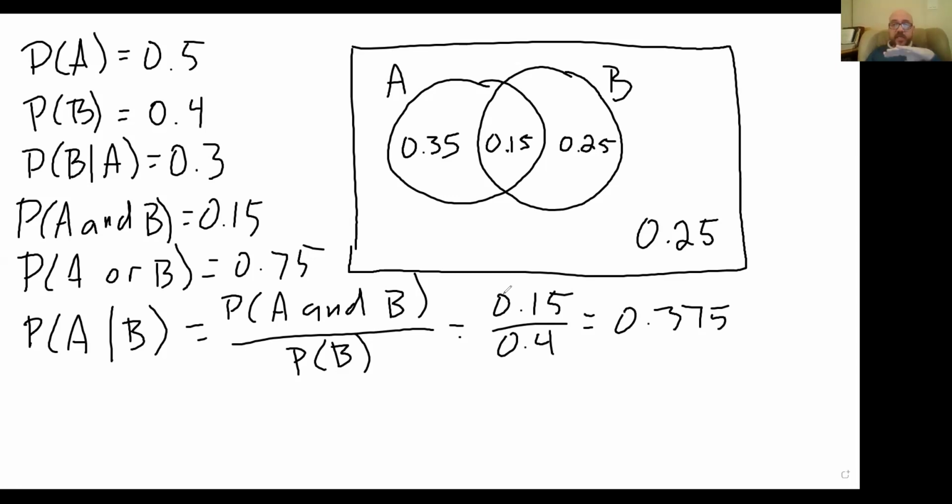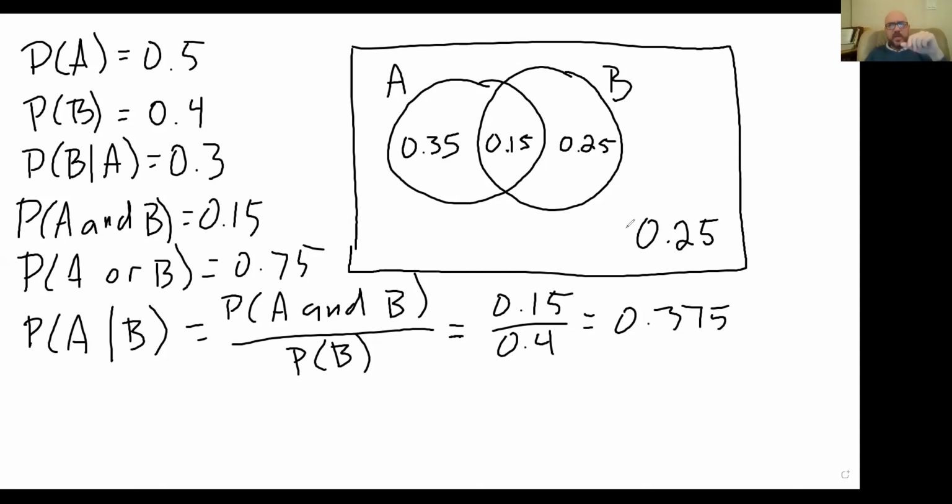The way you can see this on the diagram is you can just look. We know we're restricted to B, so I am looking only at B here. There's a 40% chance that I'm in there, and then within that, there's a 15% chance that I'm within A. So it's this 15% out of the 40% that I'm considering here, which is exactly what the formula is, right? The formula just tells you to do that. So you can look at it either way.